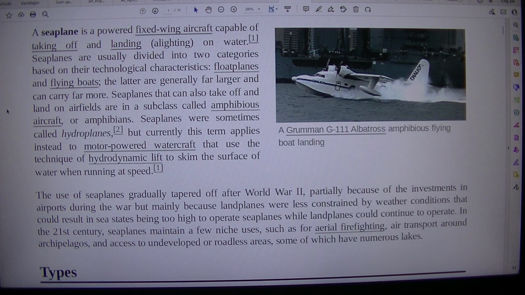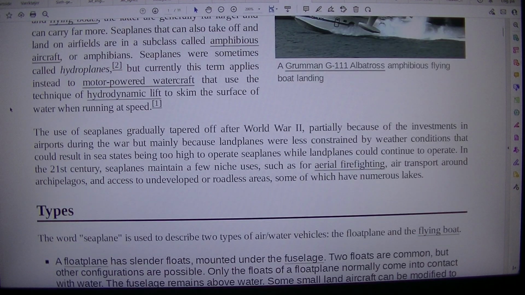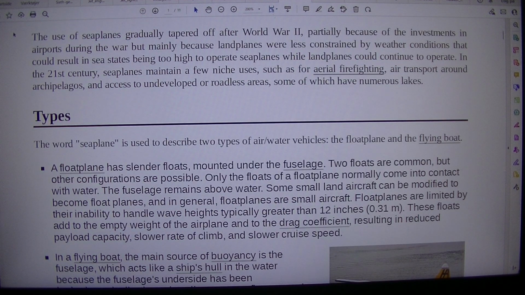The use of seaplanes gradually tapered off after World War II, partially because of the investments in airports during the war, but mainly because land planes were less constrained by weather conditions that could result in sea states being too high to operate seaplanes, while land planes could continue to operate. In the 21st century, seaplanes maintain a few niche uses, such as aerial firefighting, air transport around archipelagos, and access to undeveloped or roadless areas, some of which have numerous lakes.